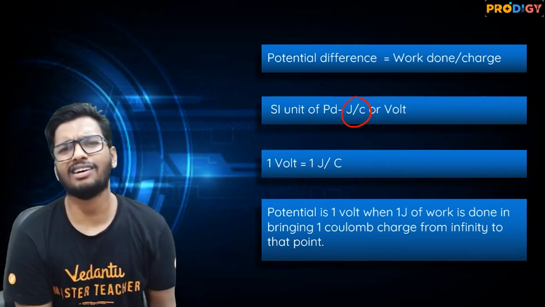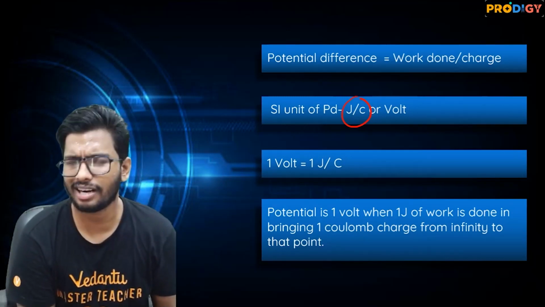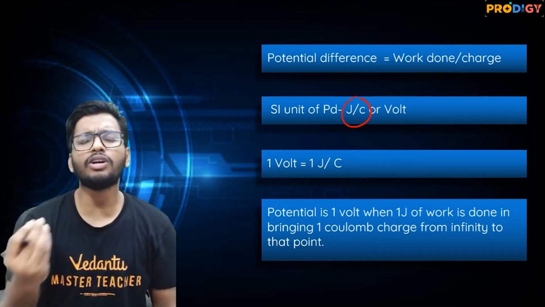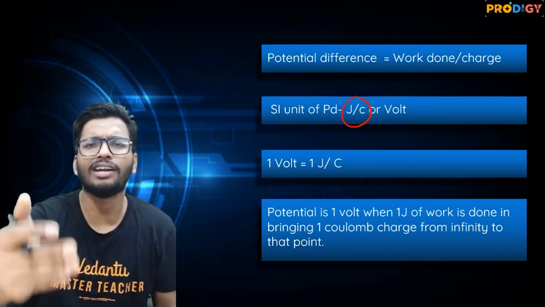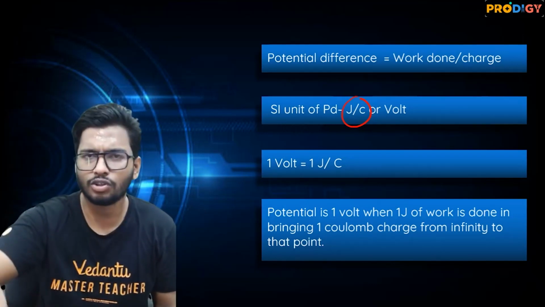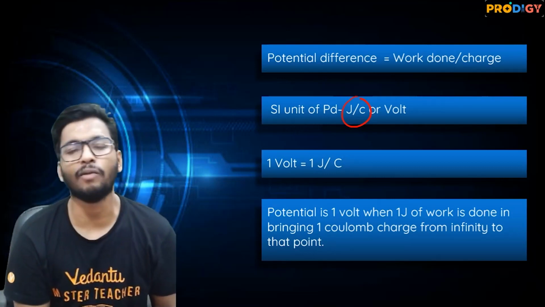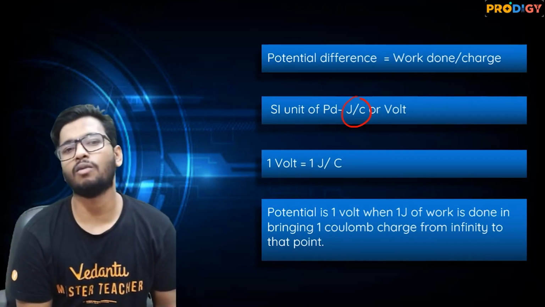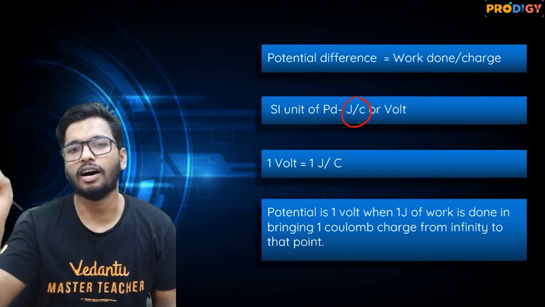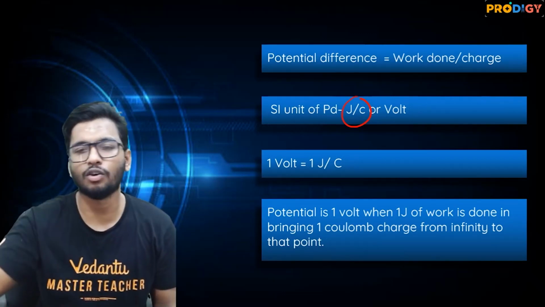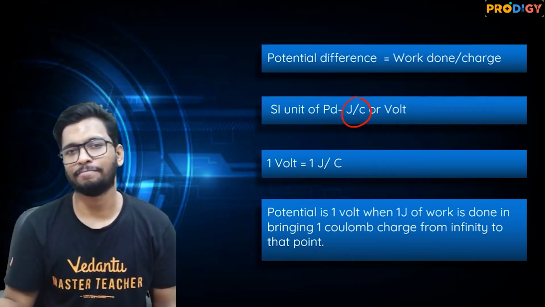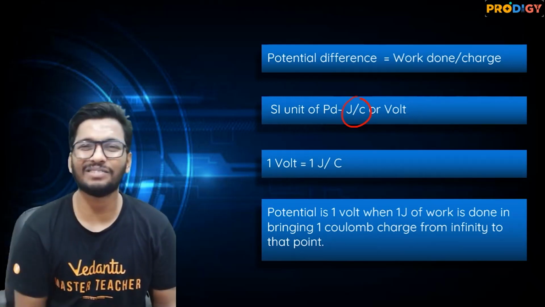Now again, a very common question that has been repeated time and again is, how do you define 1 volt? Just put 1 in front of volt, 1 in front of joule, and 1 in front of coulomb. So what will you get? The potential difference is said to be 1 volt when 1 joule of work is done to move a unit charge, or 1 coulomb of charge, from one point to another. That's how easy that was, right?